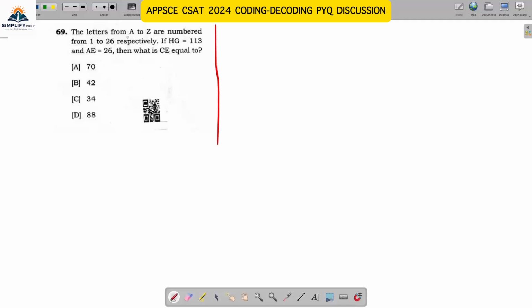Let's see how. So that is why coding questions can be very diverse. It is saying A to Z are numbered from 1 to 26. Simple, it is given directly. Then it is saying HG is 113 and AE is 26.